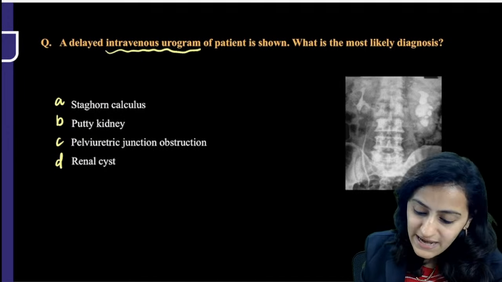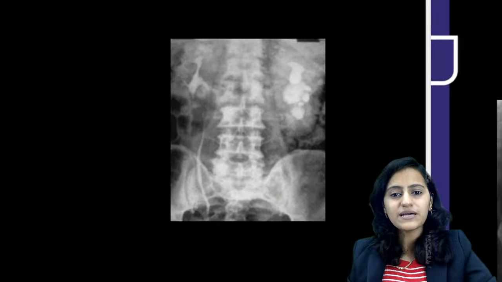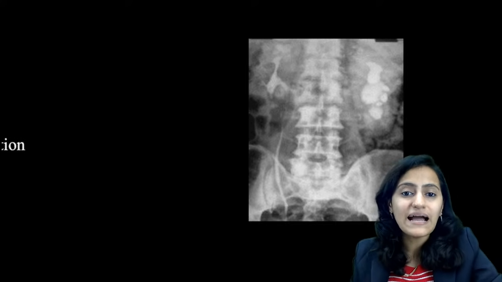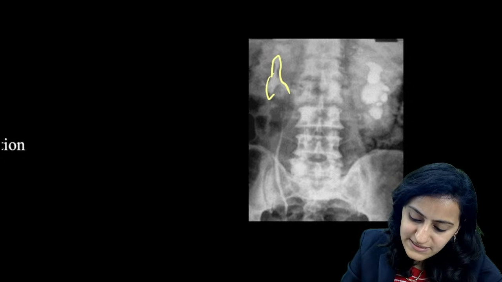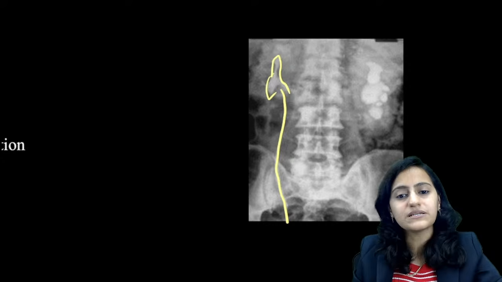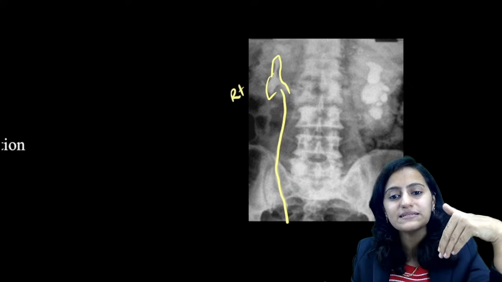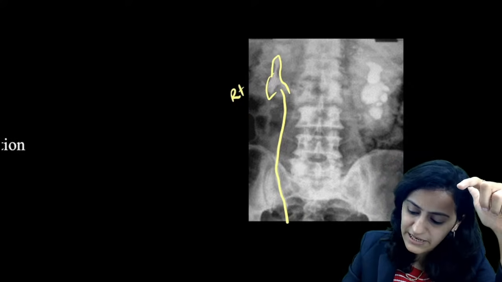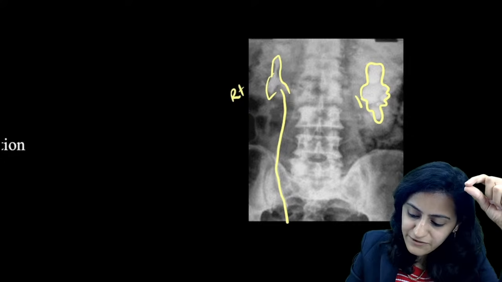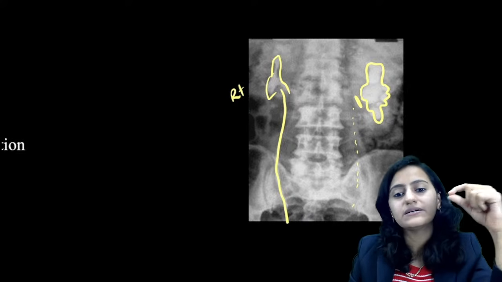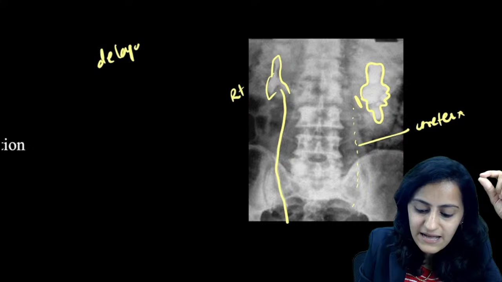Now this is a delayed IVU, that is already mentioned here. Even if it was not mentioned, by looking at the image we can identify that this is IVU. This is not a plain radiograph because you can see the contrast in this kidney as well, and you can see the ureter on the right side. So we can see the right pelvicalyceal system and the right ureter. What do we see on the left side? This is the left pelvicalyceal system, which is dilated. After this point, we are not seeing the ureter. The ureter is not visualized even in the delayed IVU image.